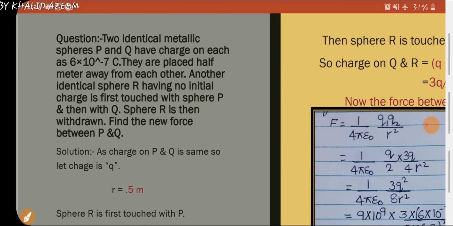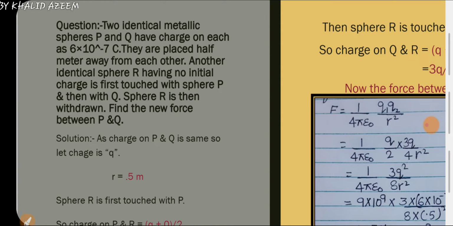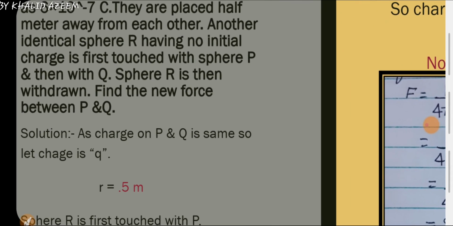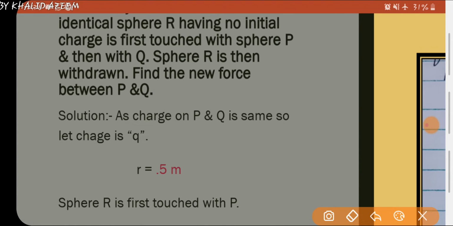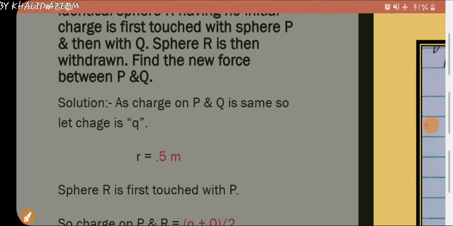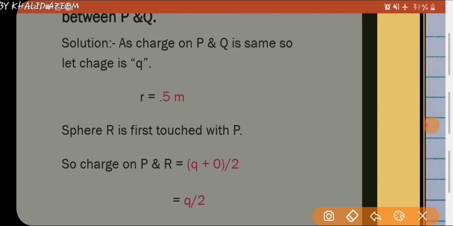As we touch two objects, the charge between them will be equally distributed. Charge on P and Q is the same, so let the charge be Q and the distance is 0.5 meter. Sphere R is first touched with P. As I already said, the charge will be equally distributed, meaning Q is on P, 0 is on R. We will add them and divide by 2, and the charge on P and R will be Q by 2.